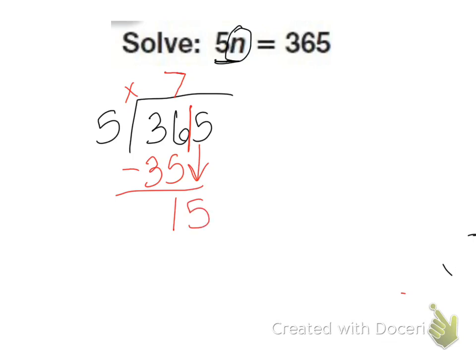Then I think, okay, 15 divided by 5. So I know 15 divided by 5 is 3. Then I multiply. 5 times 3 is 15. I subtract. 0 left over. There's nothing else to bring down, so my answer is completed. My answer is 73.